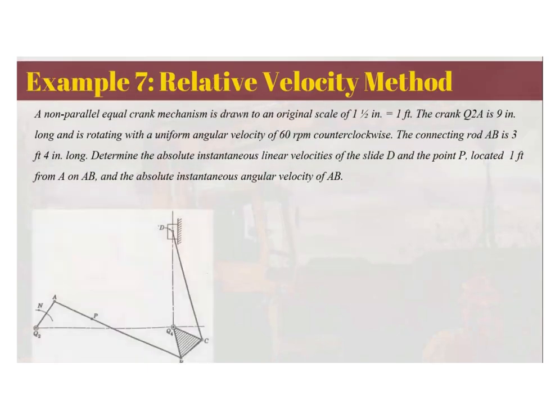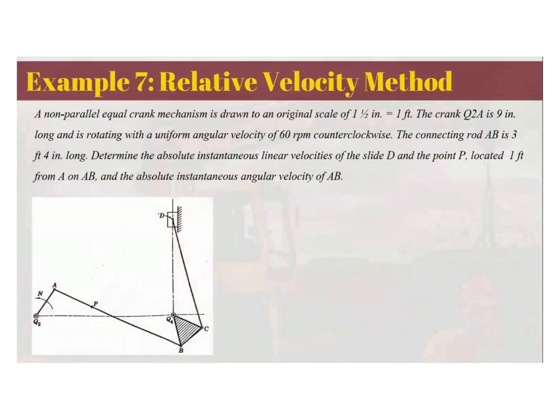So we have here a non-parallel equal crank mechanism, which is drawn to an original scale of 1 1/2 inch equals 1 feet. The crank Q2A is 9 inch long and is rotating with a uniform angular velocity of 60 RPM counterclockwise. The connecting rod AB is 3 feet 4 inches long.